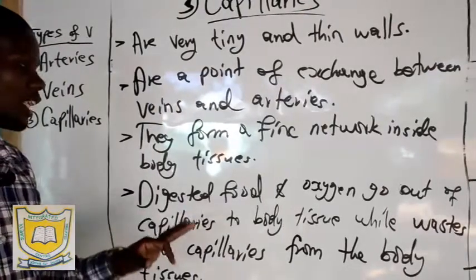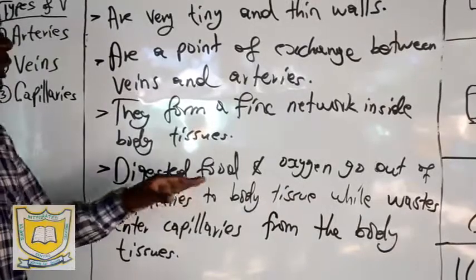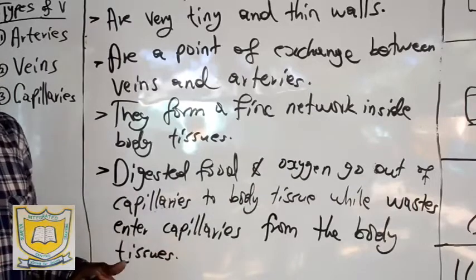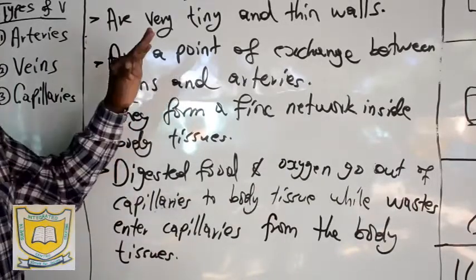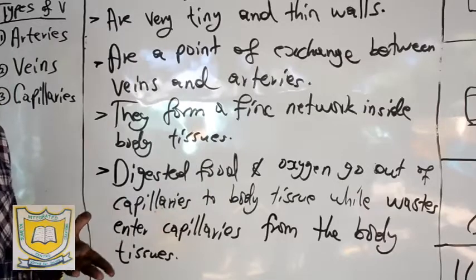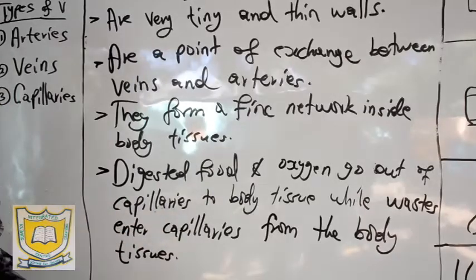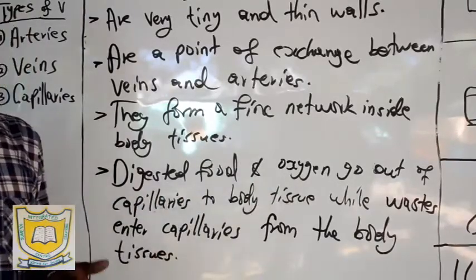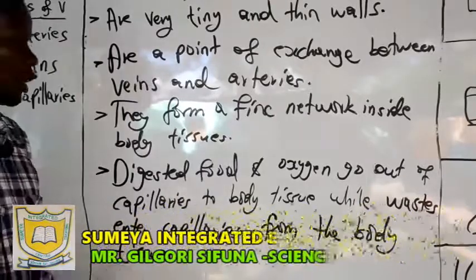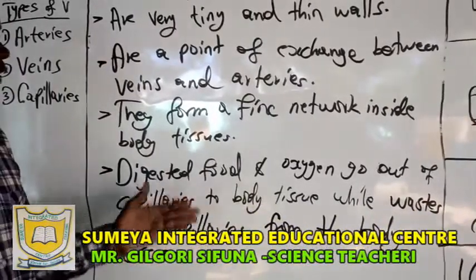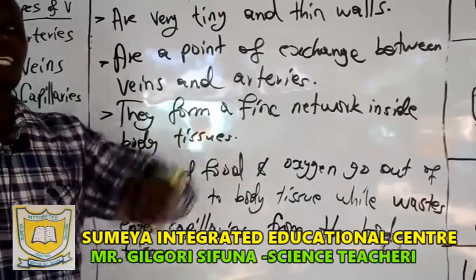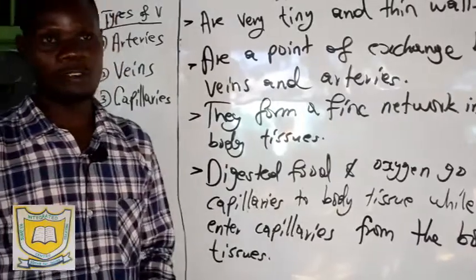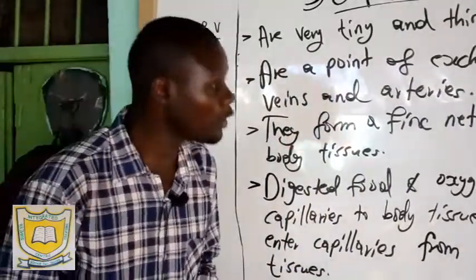Digested food and oxygen go out of the capillaries to the body tissues. You understand that food, nutrients and oxygen are supposed to work in the body, so they move out from the capillaries into the body tissues to serve the functions they are needed for. The waste products like urea and carbon dioxide are not needed. They are toxic in the body and are supposed to move out. So from the capillaries, they are connected to veins, which are taken to the lungs for purification, and the waste is taken to the kidney for release. That is a main function of capillaries.